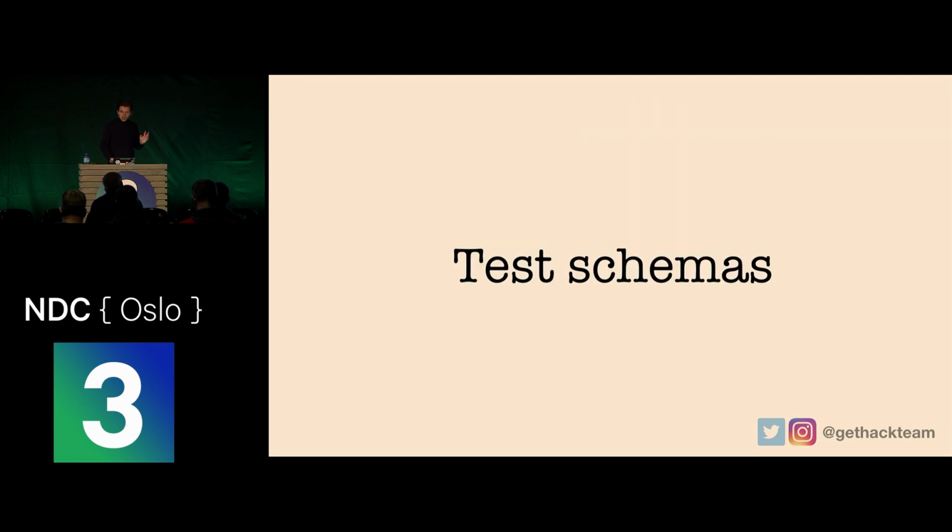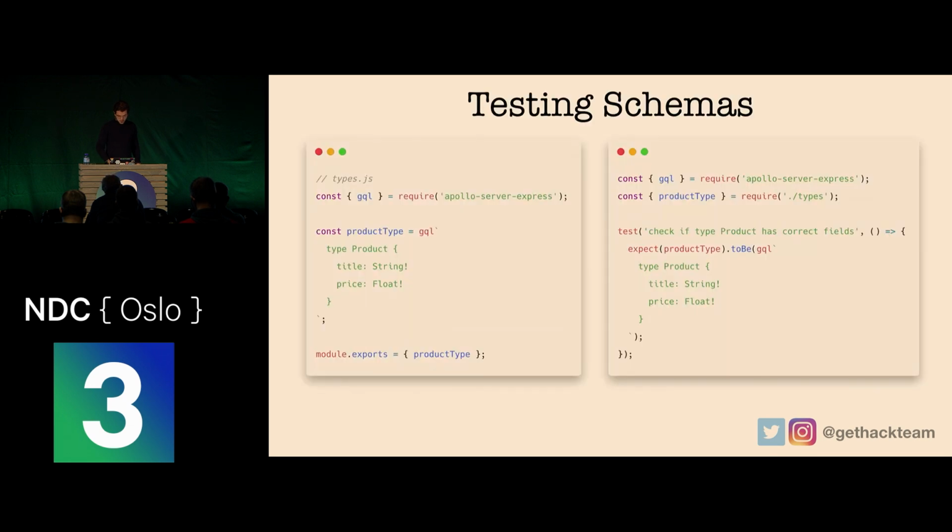So first let's start with how we can actually test the schemas. On the left, you can see a basic implementation of some part of my schema that I constructed. This is a type for product. As you can see, it's called type Product. It's got two fields, a title and a price. To test this, you can look on the right side. What we're doing there is importing the types and easily checking if your type is your type as you expect it to be.